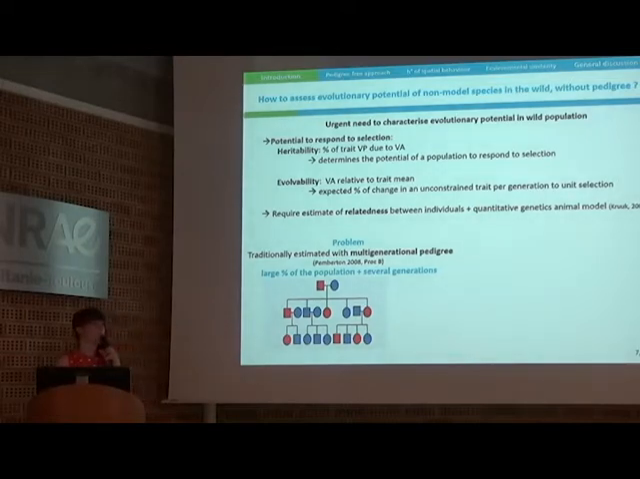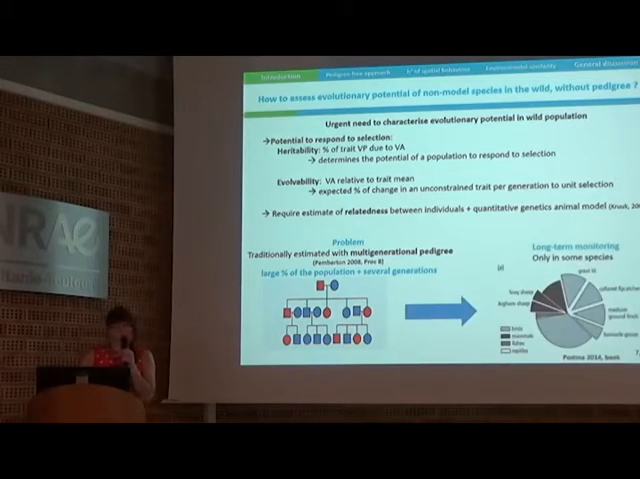Traditionally, this has been done by estimating a multi-generational pedigree. Yet with this kind of method, we need to sample a large percentage of the population, and we also need several generations. So for the moment, the study of evolutionary potential has been done for long-term monitoring designs, and so only for some species, while we need to draw more general patterns. That's why, in the first part of my talk, I will address the question of how to assess evolutionary potential of species in the wild without access to a pedigree.